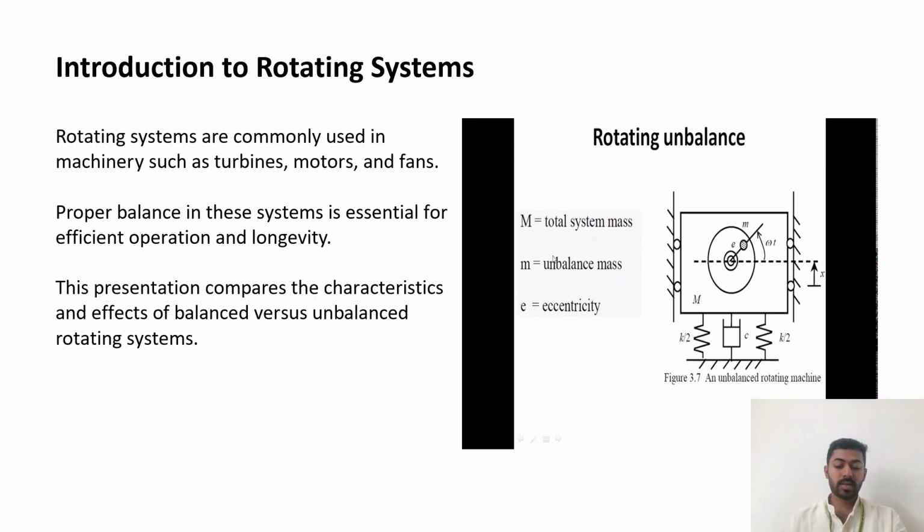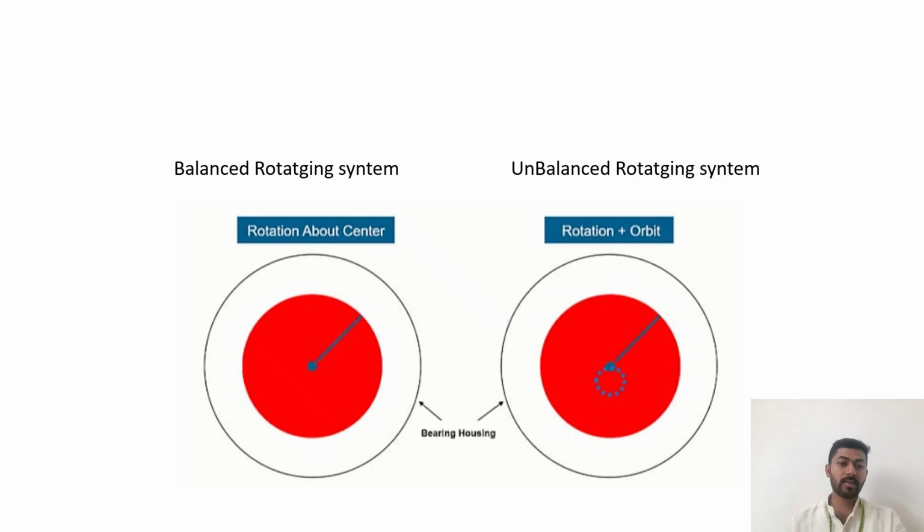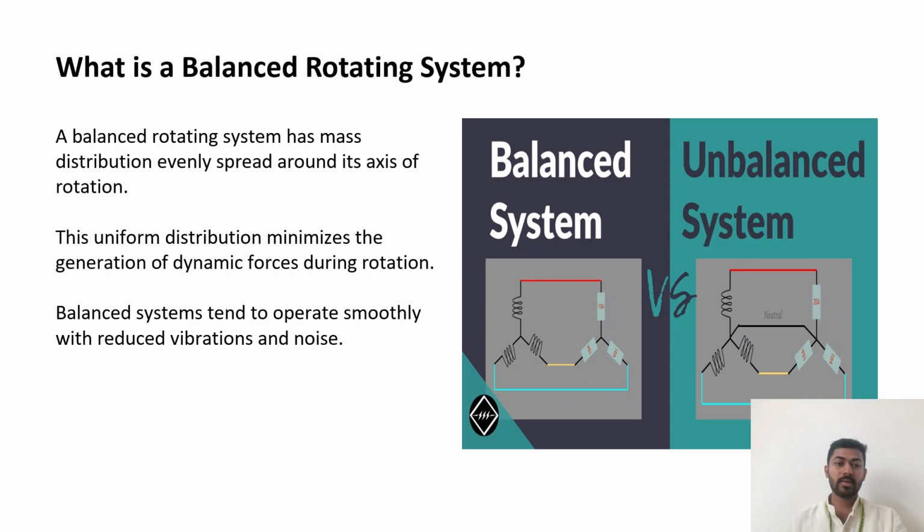What are rotating systems? Like this, balanced rotating system and unbalanced rotating system. Here, the point circle, the longitudinal axis around the midpoint, is a totally balanced system, where the rotation is about the center. And unbalanced rotating systems are rotating plus orbit. Examples are this.